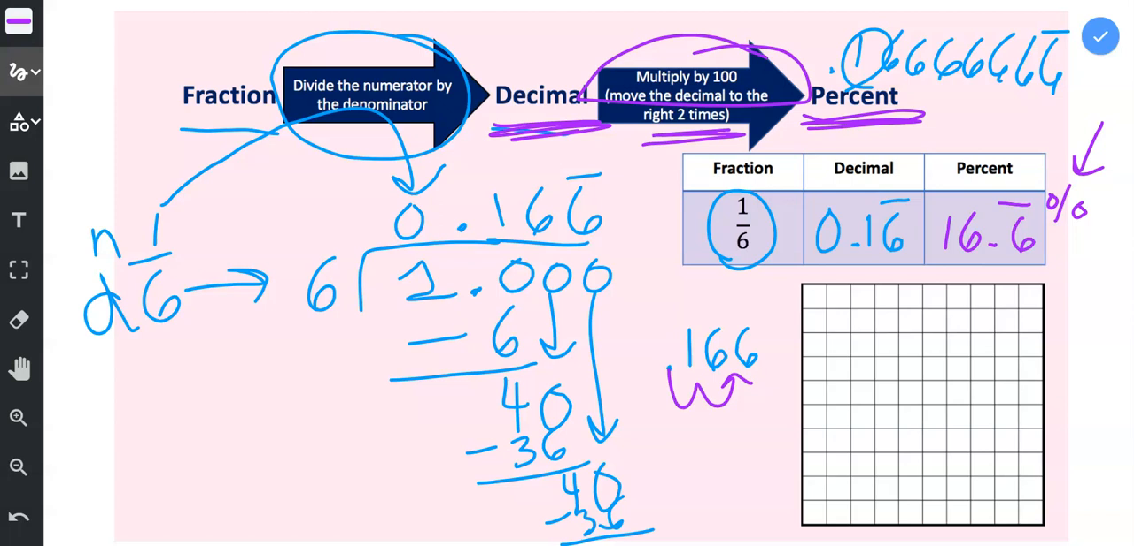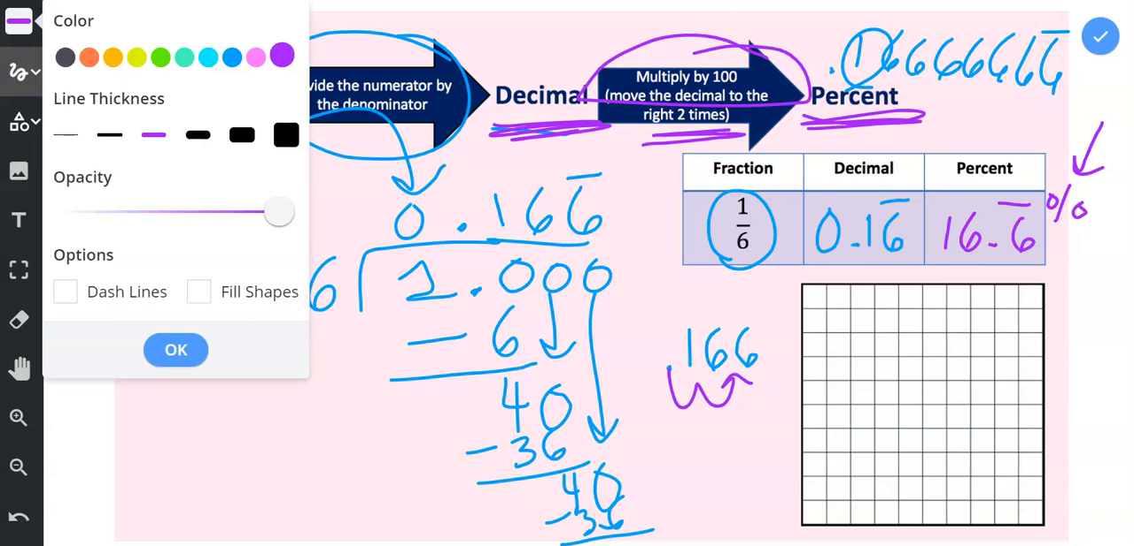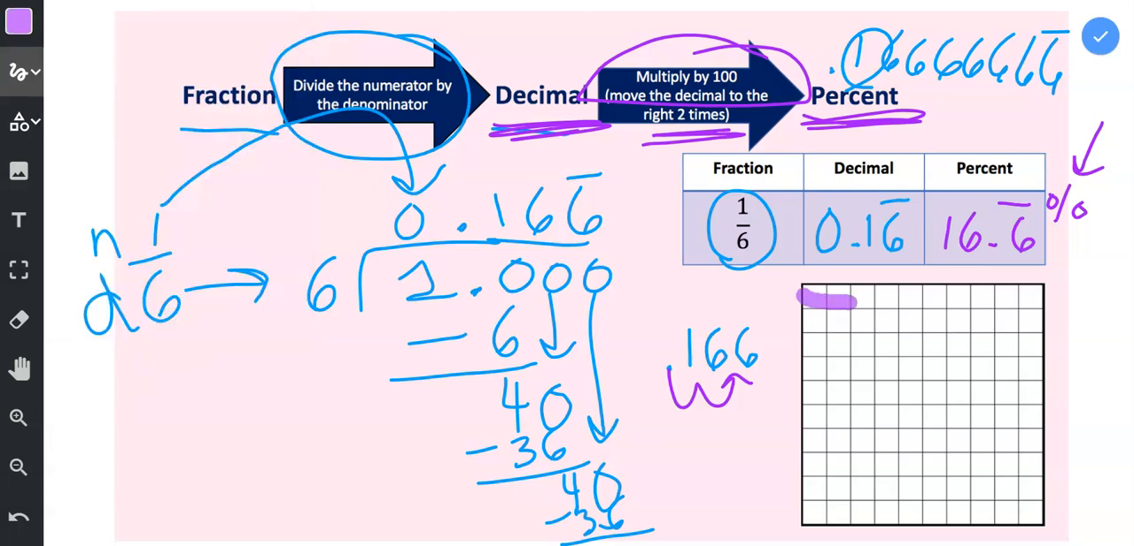And then if we want to represent 16.6 per 100, because remember cent means 100, so we're really saying per 100, then I would color in 10, and then there's 5, 16, and then 0.6 would be just partway through, just a little bit past the halfway mark, and I would color that in, and this would represent 16.6 or 16 and 2/3 per every 100.